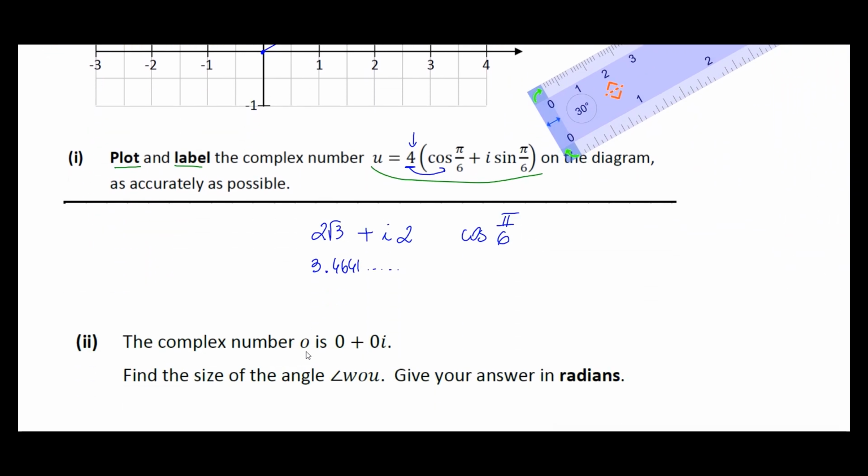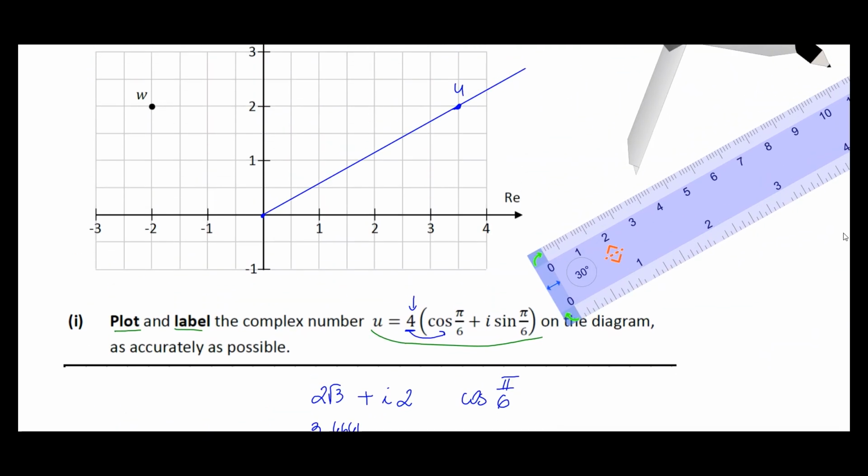So the complex number O is 0 plus 0i. Okay, find the size of the angle WOU. Give your answer in radians. So where is that complex number? Well, 0 and 0. So that's where it is, isn't it? Here. That's my O. And then the angle is WOU. Okay, so what do I know? This is the angle I need to find. I know that all of this straight line is 180. I know that this angle here is 30.